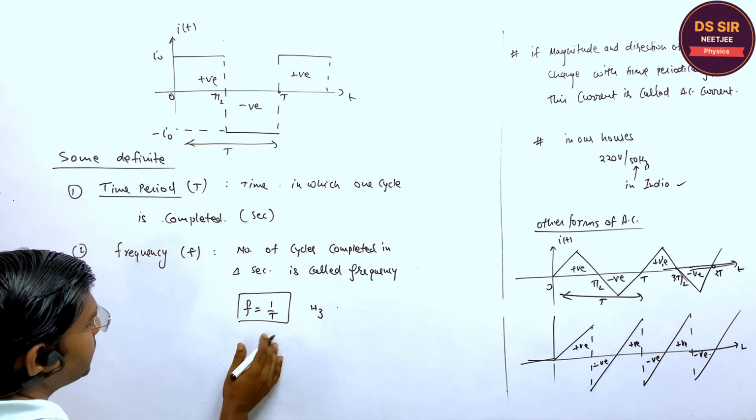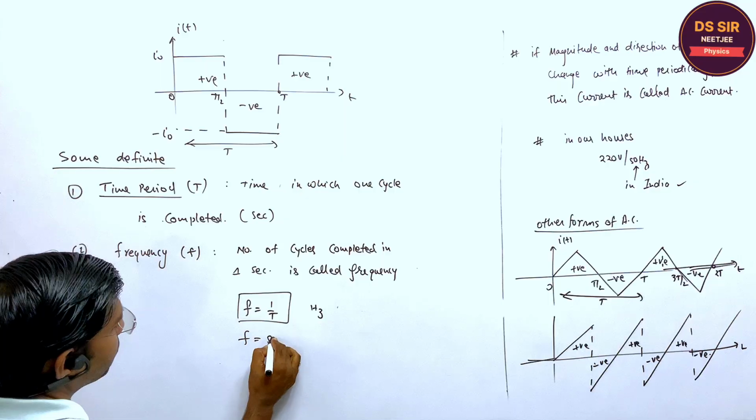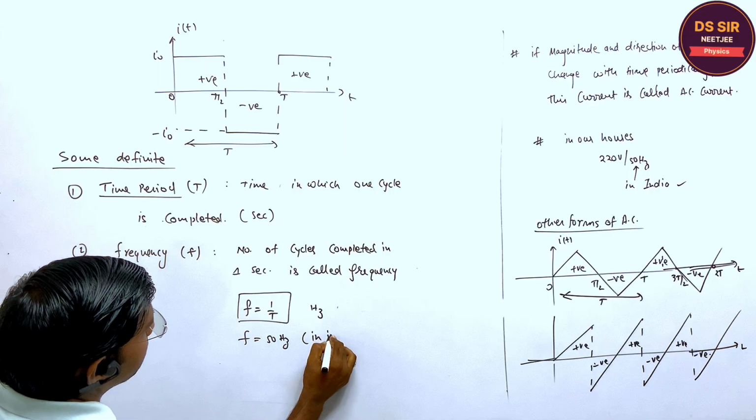In India, what is the frequency of the alternating current? 50 hertz in India, right?